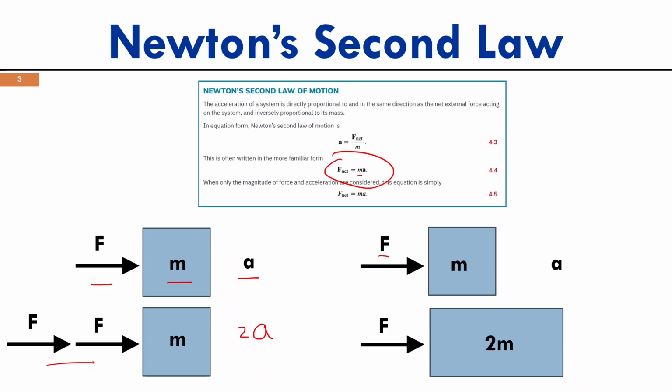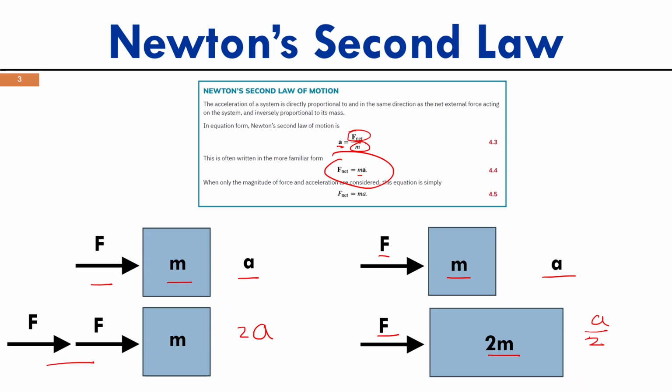Let's look at another situation. You use a force F to push a mass of m, and the acceleration is a. You keep the force constant, but if you double the mass, then the acceleration becomes half of your initial acceleration. This is very straightforward because it basically says the acceleration is proportional to net external force and inversely proportional to mass.